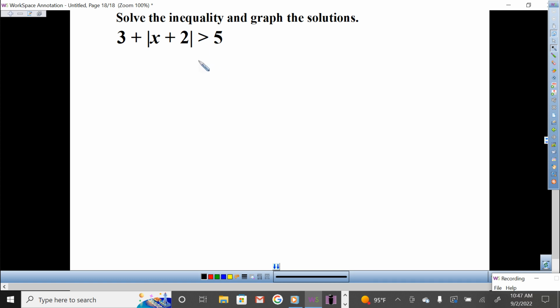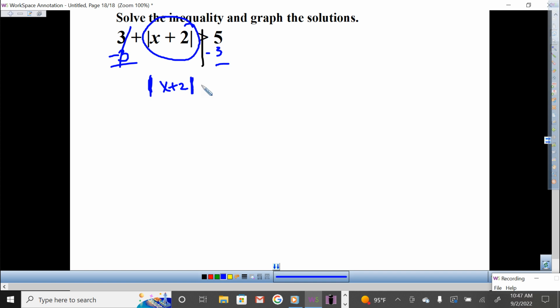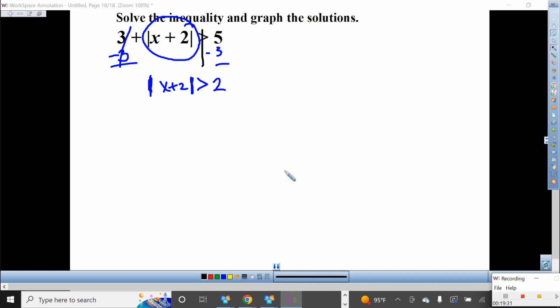All right, here we go. Valente. If I want to leave the absolute value by itself, what do I do? Subtract 3. We end up with absolute value x plus 2 greater than 2. All right? I'll give you a head start. See if you can finish that one. All right? Continue, Lisa. Go.